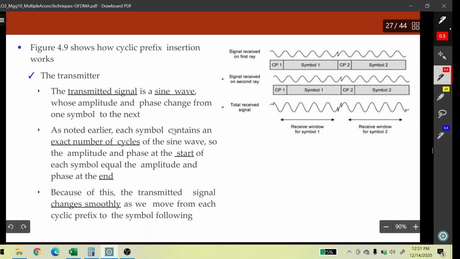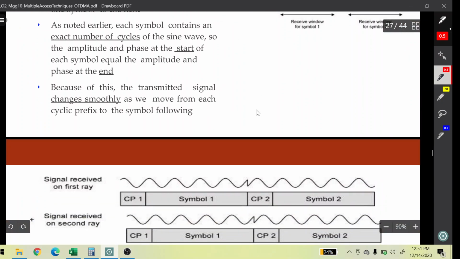Now, the transmitted signal is a sine wave, which means that amplitude and phase change from one symbol to the next. As noted earlier, each symbol contains an exact number of cycles of the sine wave. So the amplitude and phase at the start of each symbol equal the amplitude and phase at the end. Because of this, the transmitted signal changes smoothly as we move from its cyclic prefix to the symbol following. That's the function of copying the end of the following symbol into the cyclic prefix or the guard period.